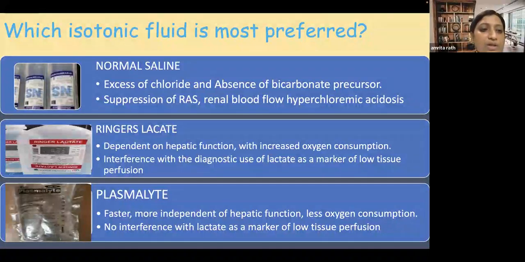Okay. So whether to give Plasmalyte, Ringer's lactate, or normal saline. Normal saline has the problem of high chloride, and as I already mentioned, sodium also. Ringer's lactate depends on hepatic function. Second, the ABG will not give the proper lactate number. That is why the best choice is Plasmalyte A, not E.